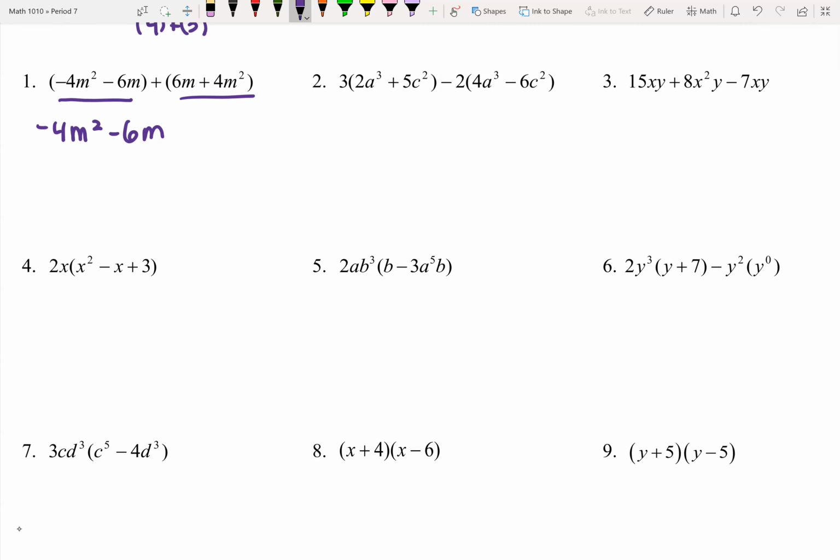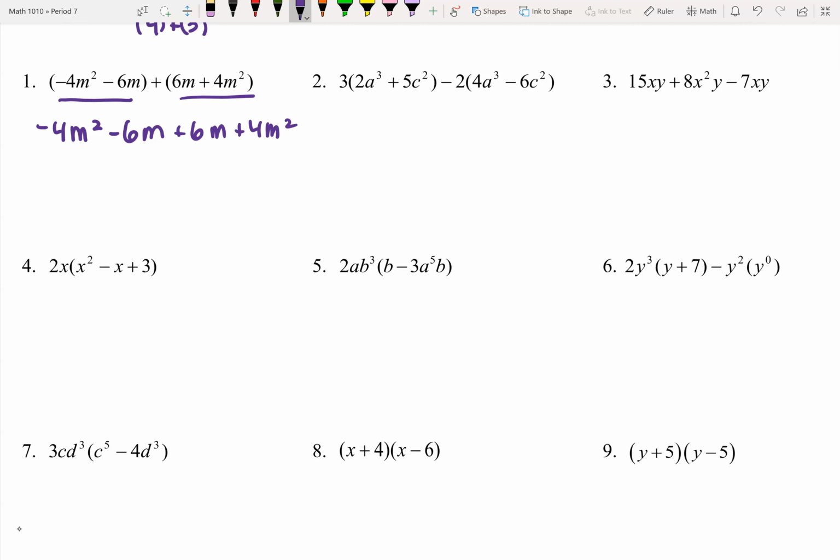Now, everybody in the room tell me, so today I want you to be super interactive with me, okay? Because my other classes kind of fizzled out, and I don't want that to happen. Are the second set of parentheses necessary? Tell me that. No. They're not. So we're just going to go plus 6m plus 4m squared.